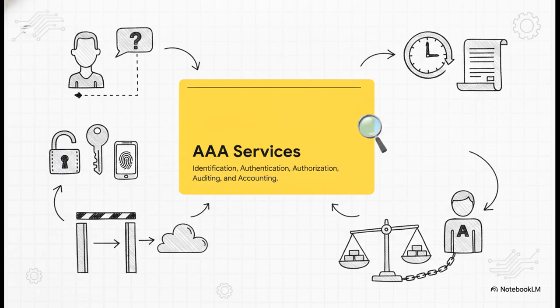Now, here's the funny thing about AAA services. It actually represents 5 crucial steps to hold subjects accountable for their actions on a system. It all starts with identification. This is simply claiming an identity, like typing in a username. Without it, the system has no starting point.